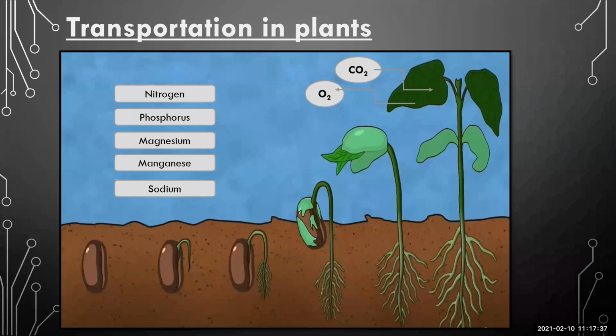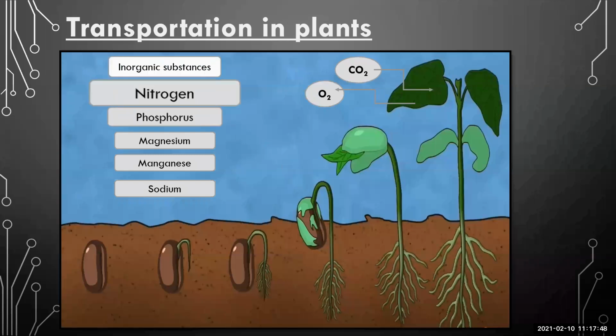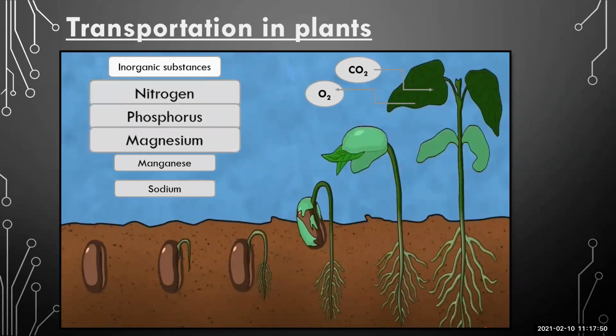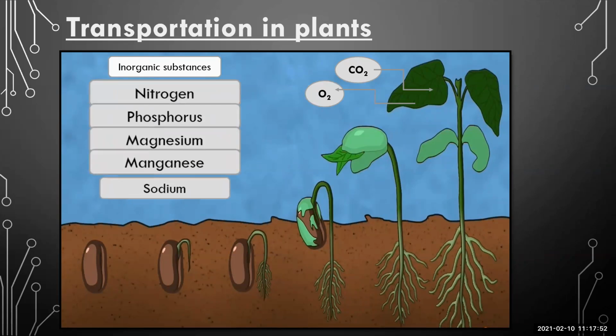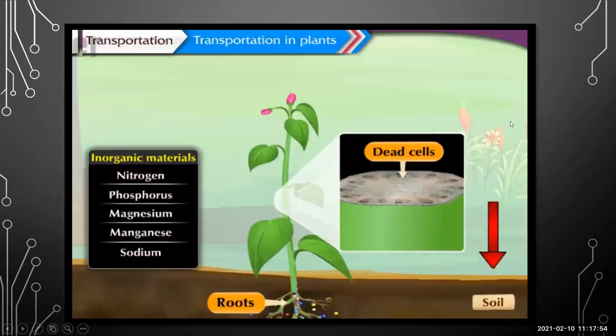Oxygen is released by the plants and carbon dioxide is taken in by the plants, and inorganic materials like nitrogen, phosphorus, magnesium, manganese, and sodium are required. So, along with oxygen and carbon dioxide, plants also require inorganic materials.